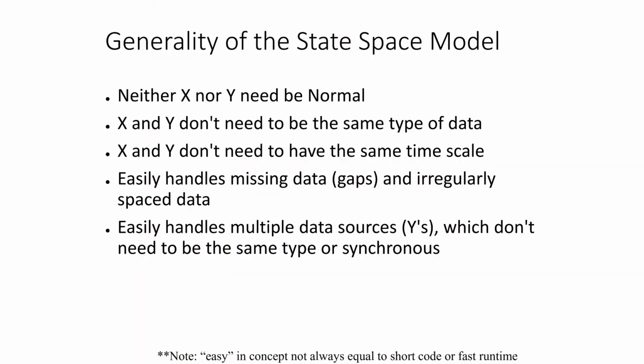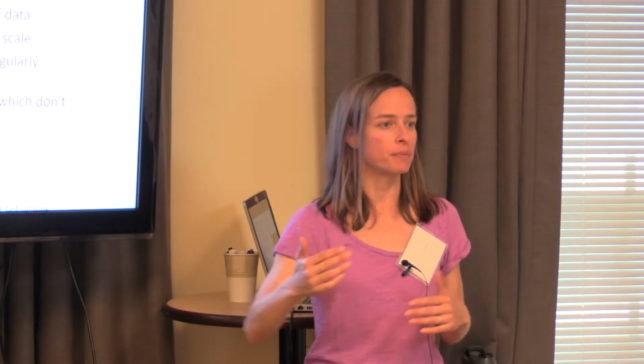They don't need to be normal. Neither x nor y needs to be normal. They don't need to be the same type of data. You can have multiple types of data, multiple y's informing an x. So yesterday I showed an example of fecundity that was informed by cones and seeds that were collected at different scales and sometimes in different years. So that's 2 y's informing x, the fecundity.